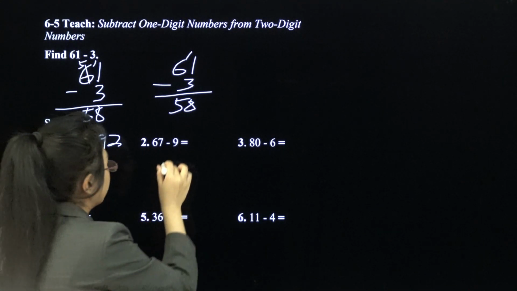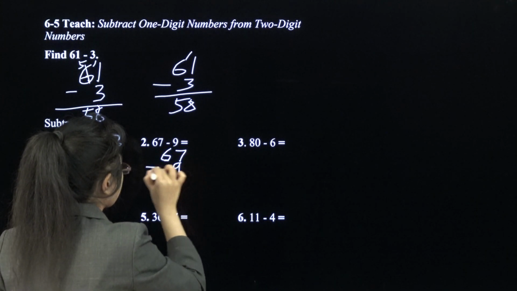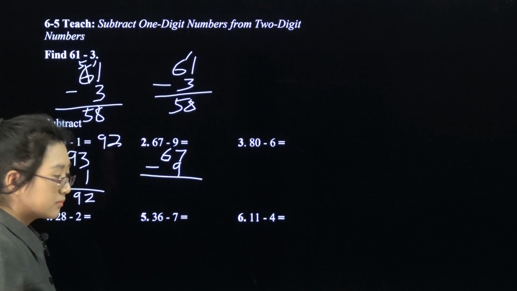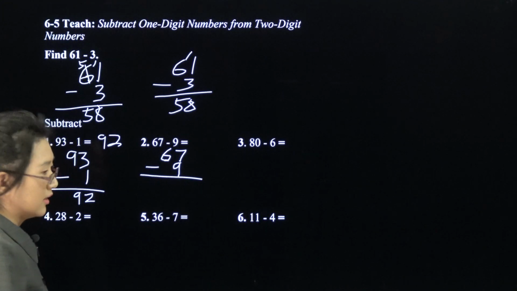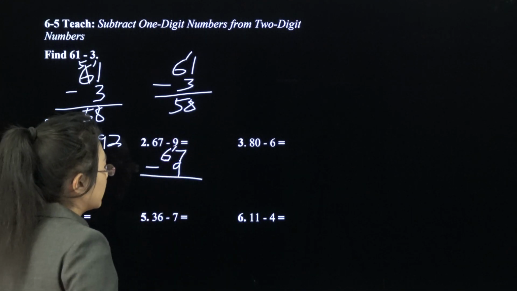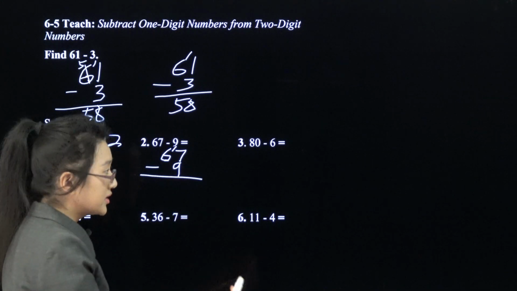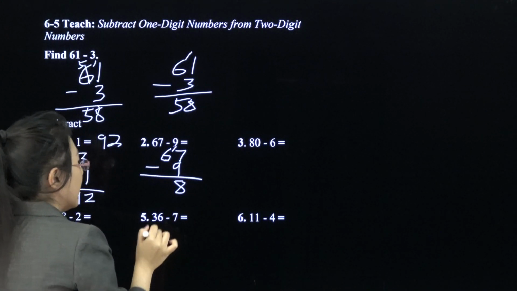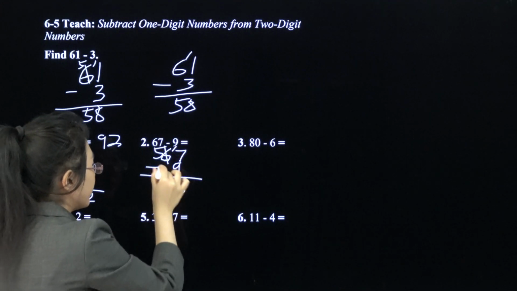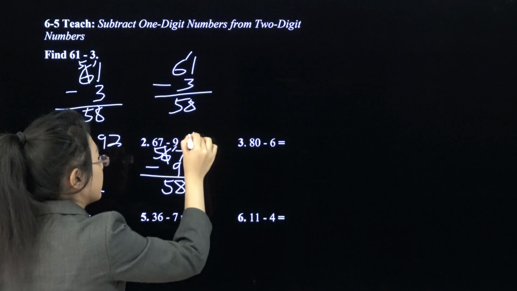67 minus 9. The ones place is 7 minus 9, which, well, doesn't really work, so we need to regroup. And we get 17 minus 9, which is 8. Now, since we regrouped away from 6, 6 becomes a 5. But 5 minus nothingness is, well, still 5. So it's 58.